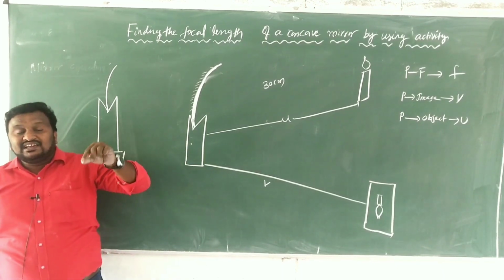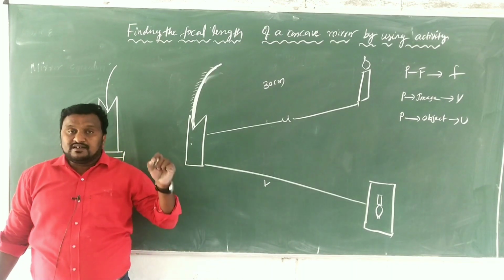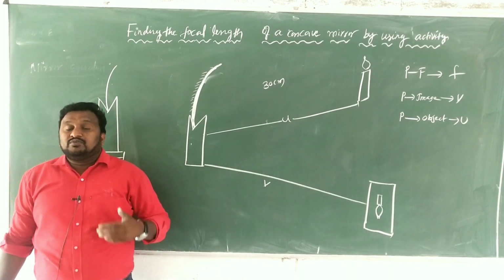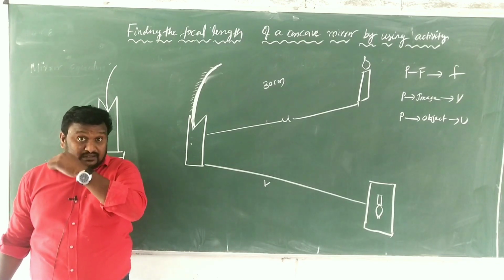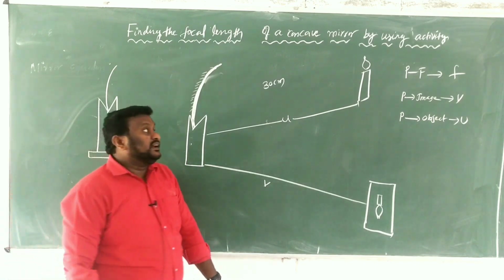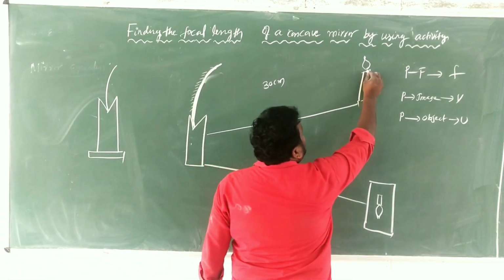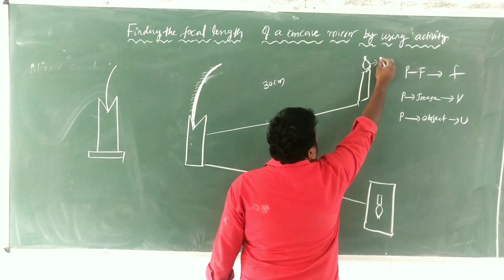After inserting the concave mirror in the V stand, we take a distance. How much distance? 30 centimeters from the mirror, and there we have to keep a candle. The flame of the candle, what is that? The flame of the candle is the object. This is the object.